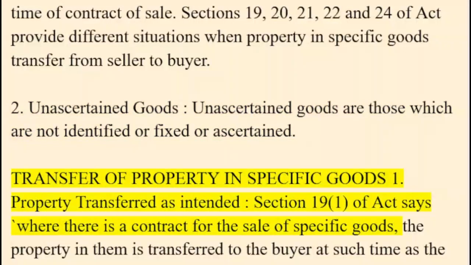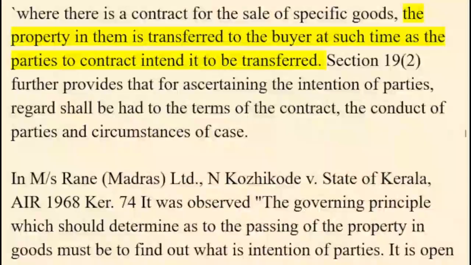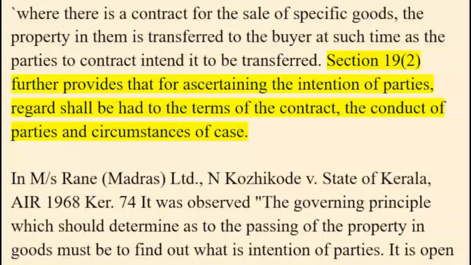Transfer of property in specific goods. 1. Property transferred as intended. Section 19(1) of the Act says where there is a contract for the sale of specific goods, the property in them is transferred to the buyer at such time as the parties to the contract intend it to be transferred. Section 19(2) further provides that for ascertaining the intention of the parties, regard shall be had to the terms of the contract, the conduct of the parties and the circumstances of the case.